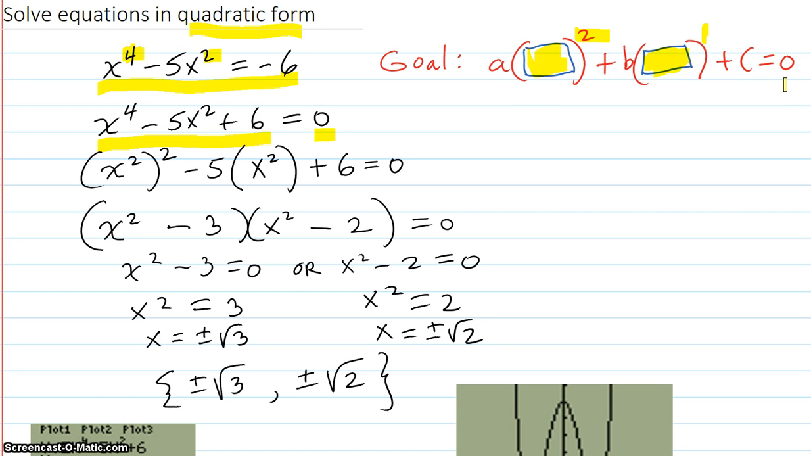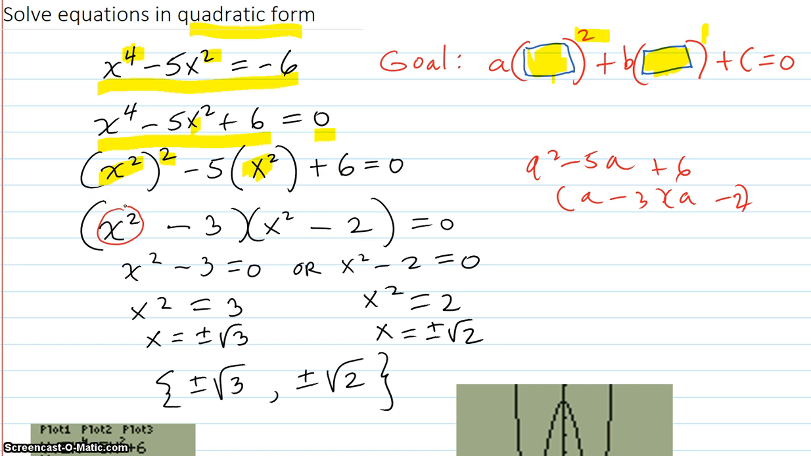ratio. So I think you can see that if you let x squared be that term in there, it'll be squared to get the x to the fourth. It'll be to the first power to just get the x squared itself, and the plus 6. So if this was a squared minus 5a plus 6, you would just factor that as a minus 3, a minus 2, and it would work out. So we're going to do that here.